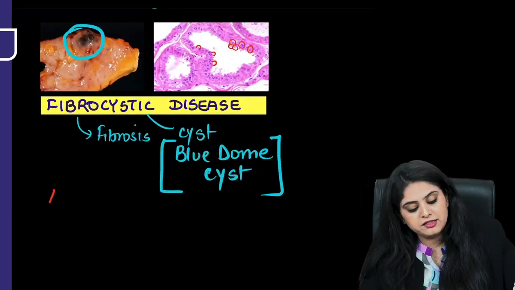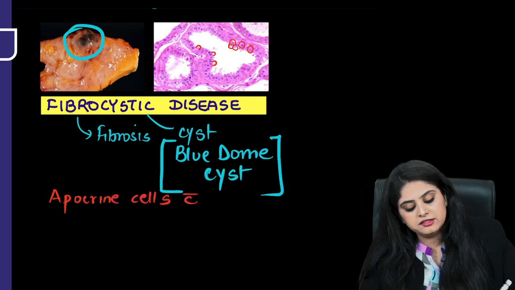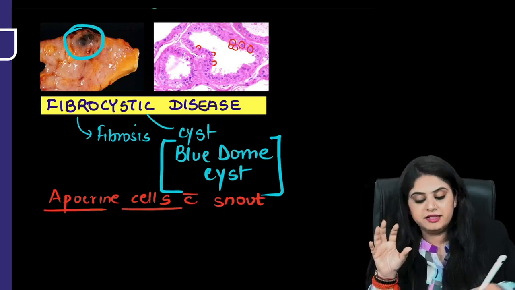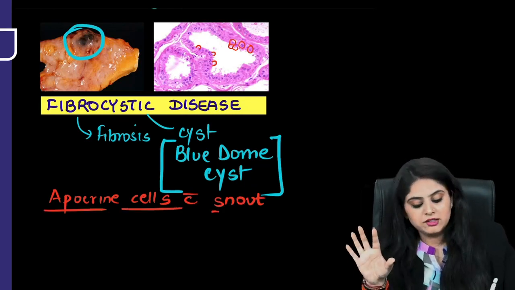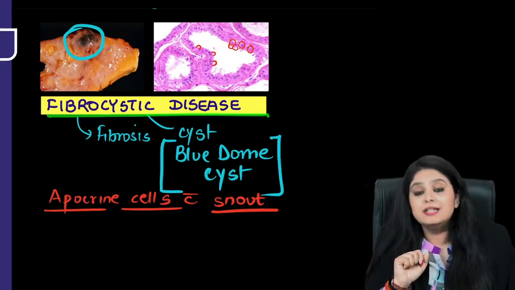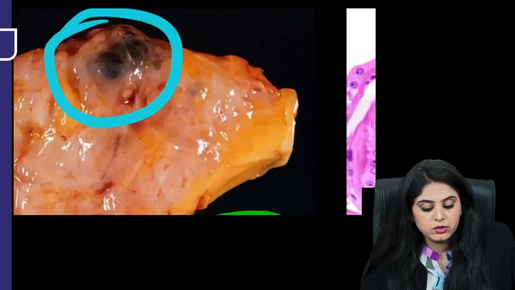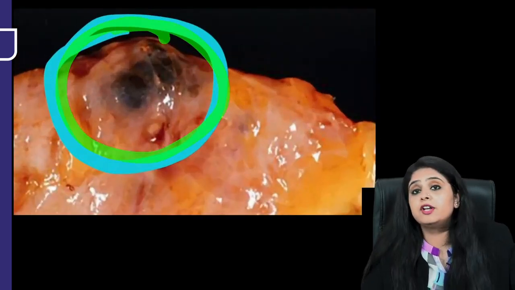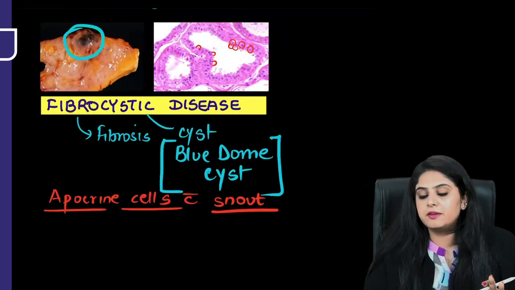So what are these known as? These are known as the apocrine cells with apocrine snouts. So basically apocrine cells, meaning those pink cells, and what they're trying to spit out, that is known as snout. So apocrine cells with apocrine snouts are seen in fibrocystic change. You will pick it up in the exam by looking at this blue dome cyst. This is important for INICET, not really for NEET and FMG, right?